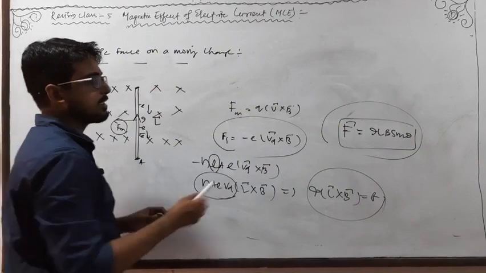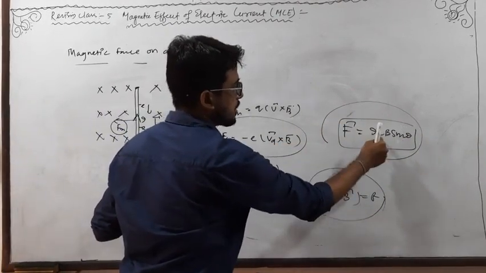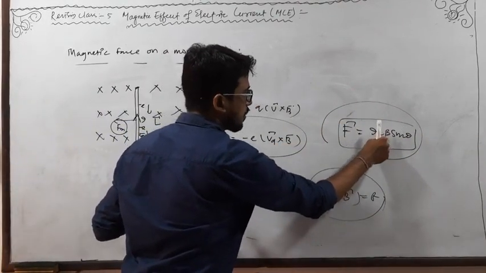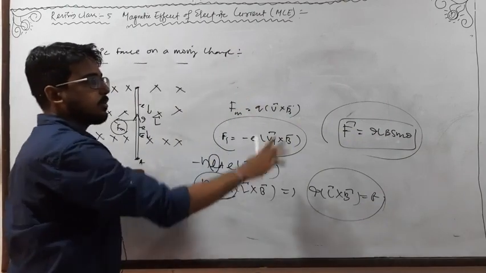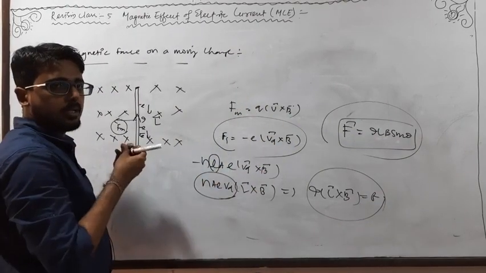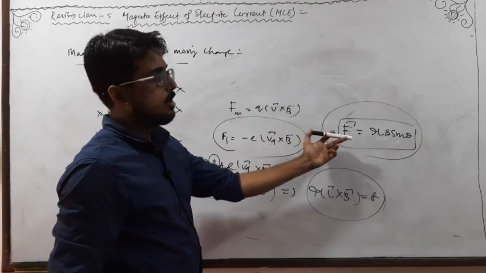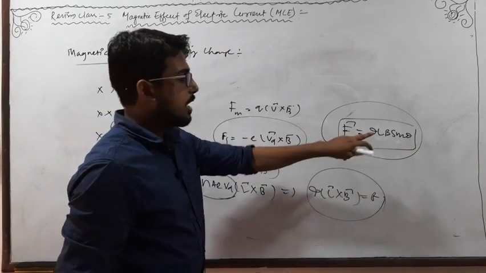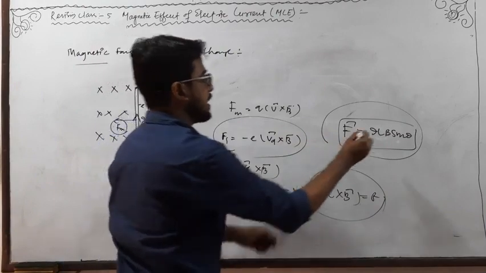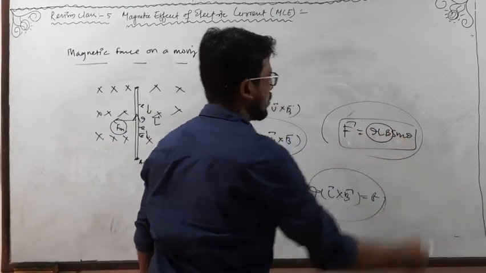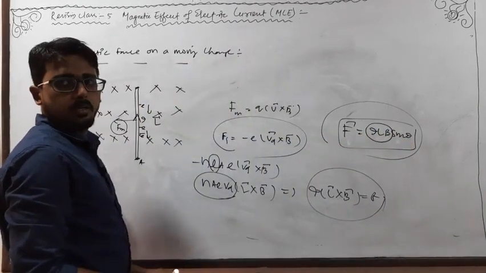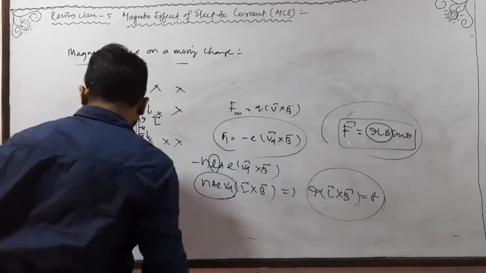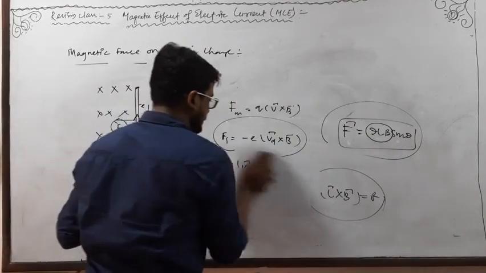When theta is 0, that means if the angle between the L vector and B vector is 0 or 180 degrees, the force will be 0. That means if the current carrying conductor lies along the direction of the magnetic field strength or opposite to it, the force acting on it will be 0. If it is perpendicular to it, theta is 90, then the maximum force acting on it will be ILB. Okay? Clear?